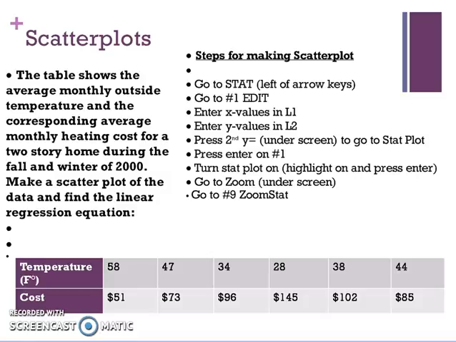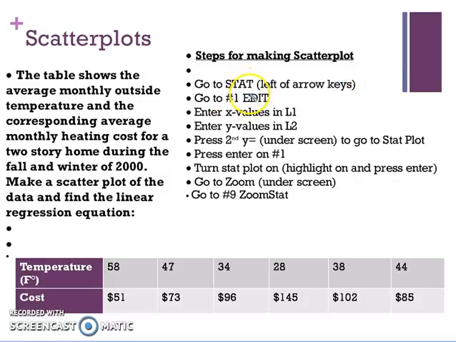Right? The table shows the average monthly outside temperature and the corresponding average monthly heating cost for a two-story home during the fall and winter of 2000. I want to make a scatter plot and find the linear regression equation. So here are steps for making the scatter plot.